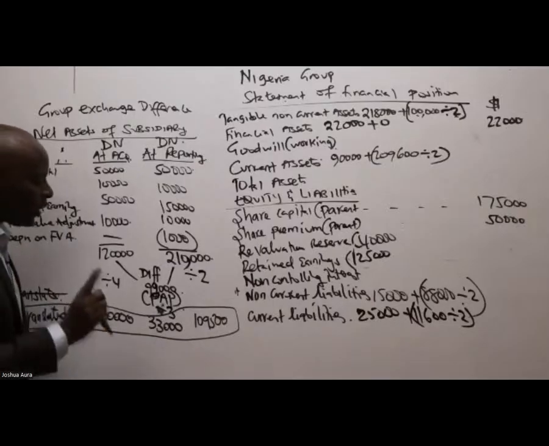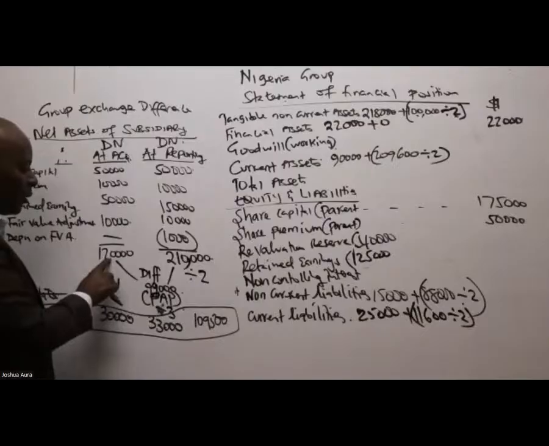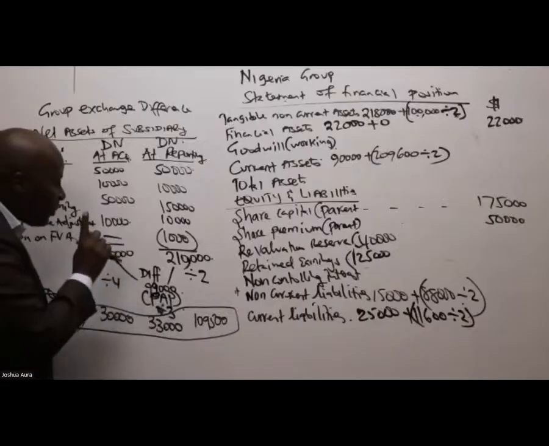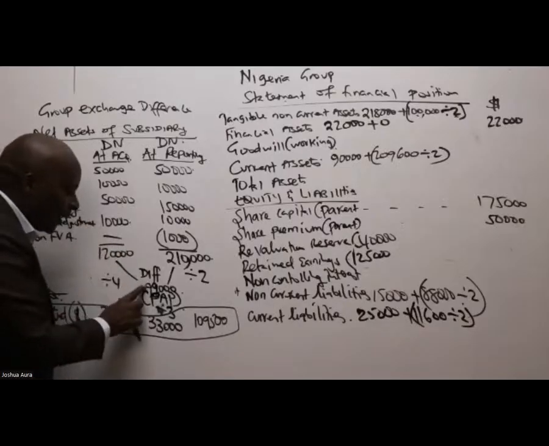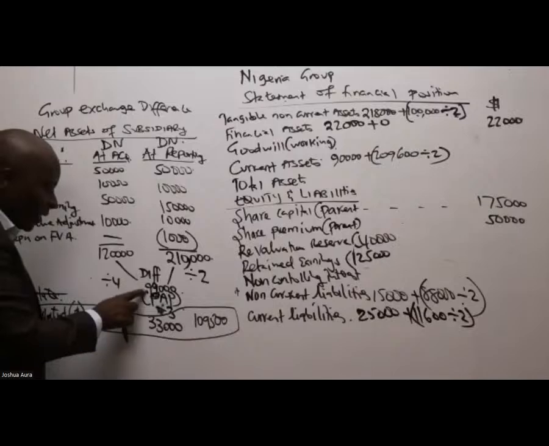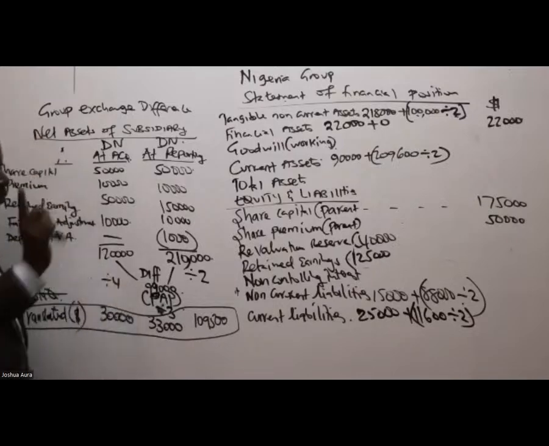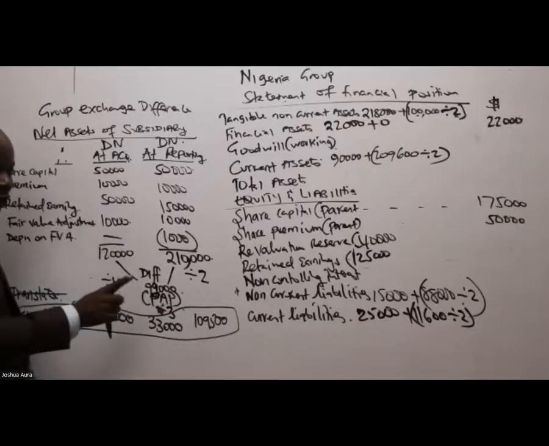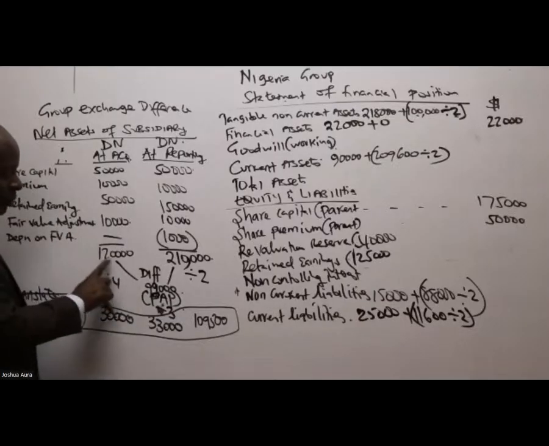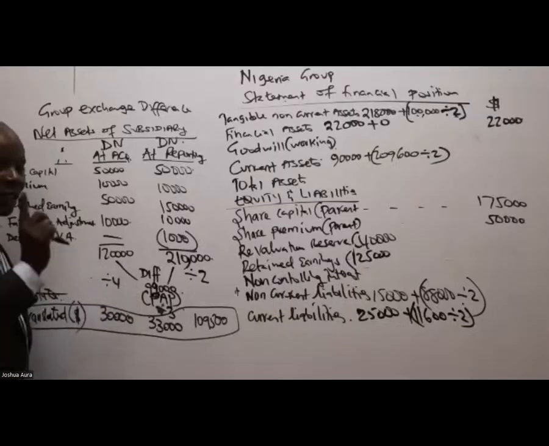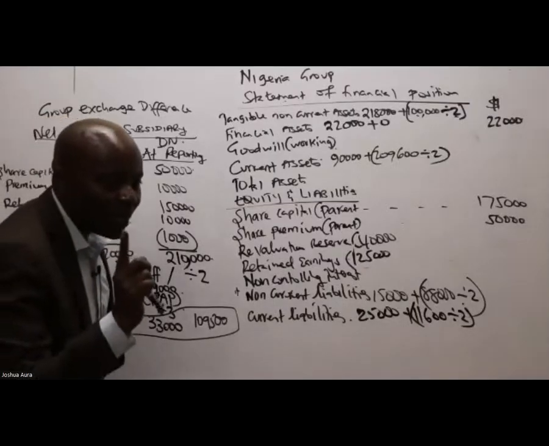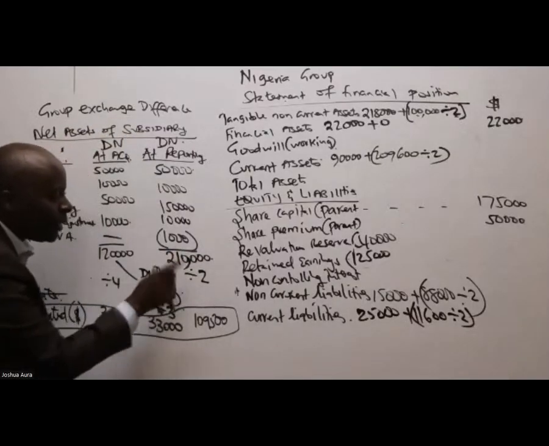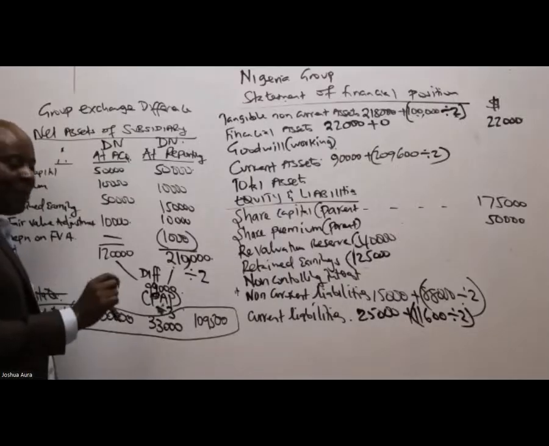Listen to me very well. When you take 120,000 plus 99,000, can somebody help me with this operation? 120,000 plus 99,000 gives me 219,000, which happens to be the closing figure here. So there is a perfect match.